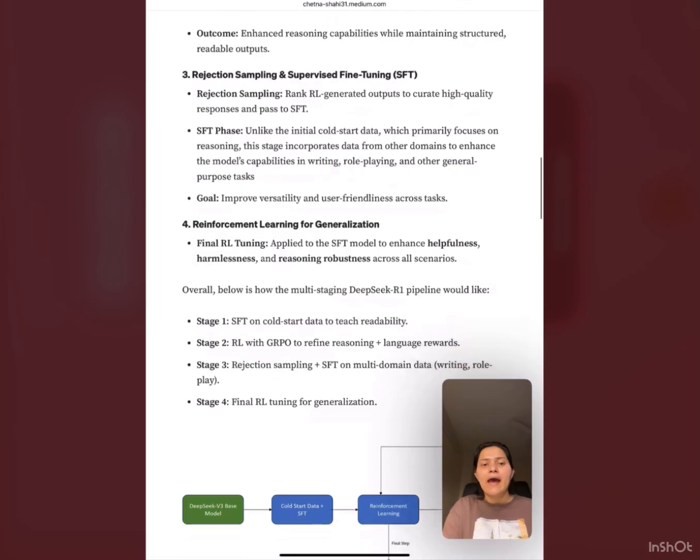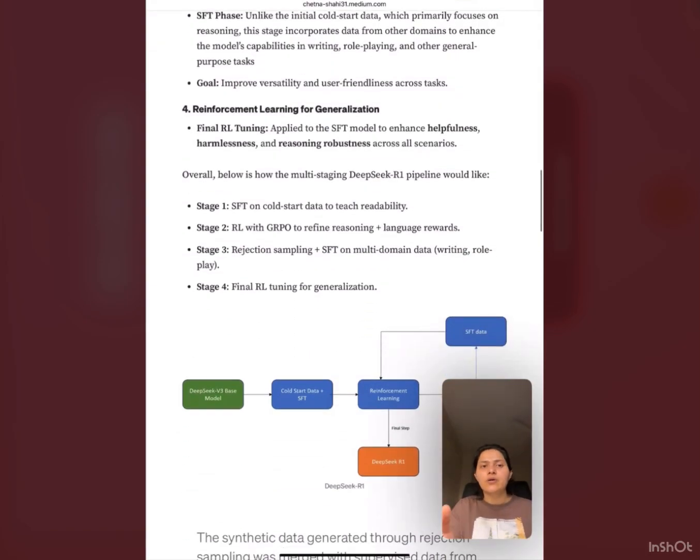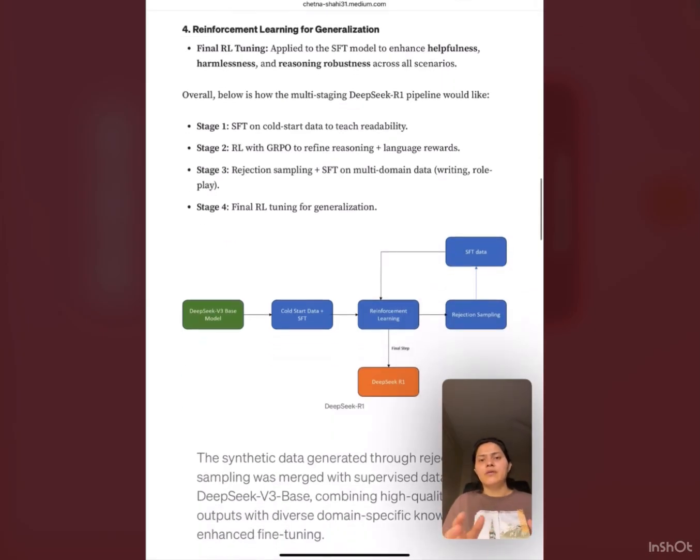Okay, and then finally we do the reinforcement learning tuning again of the SFT model, so that our human preferences are taken care of. We can enhance the helpfulness in the answer. There should not be any harmful stuff in the answer. The reasoning should be more robust. So that is the idea, to ensure that it is more generalized.